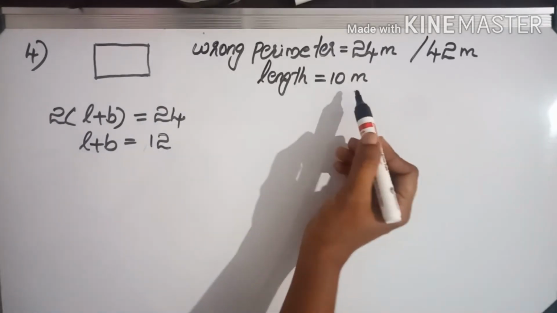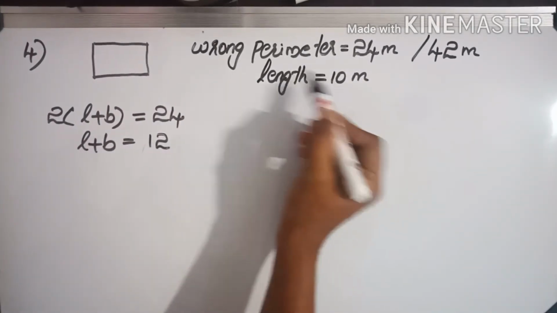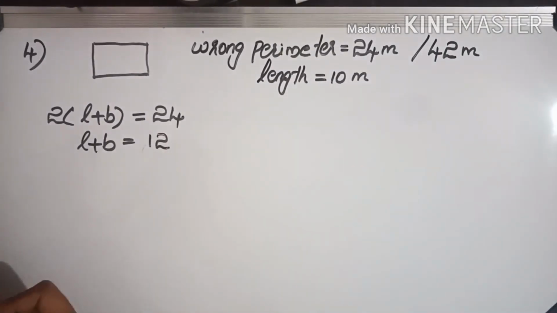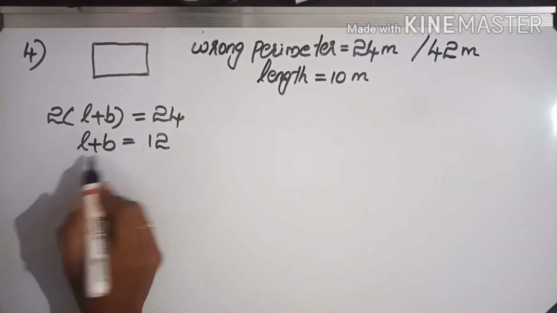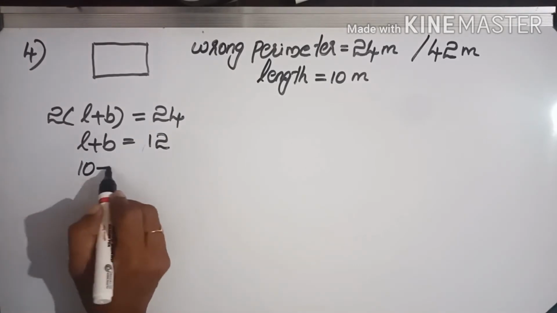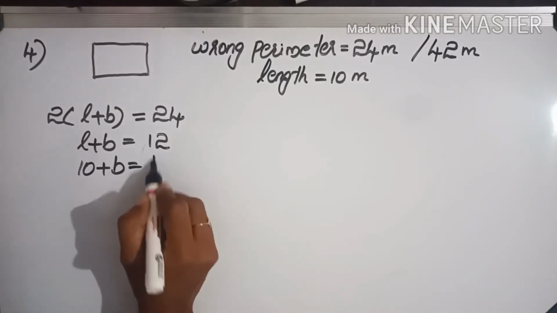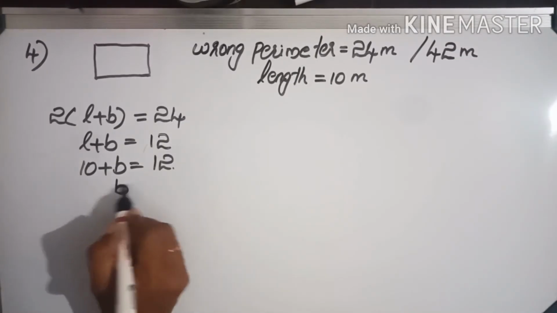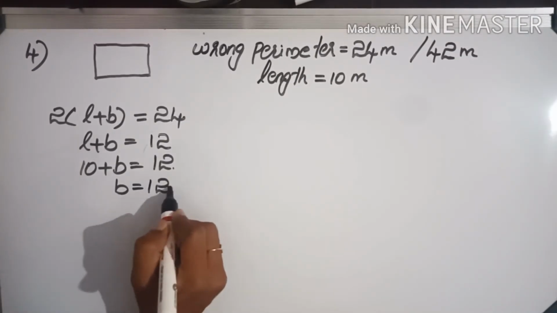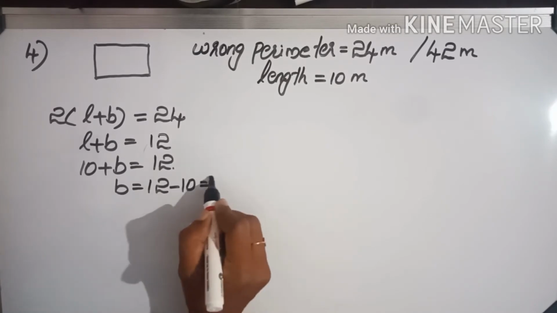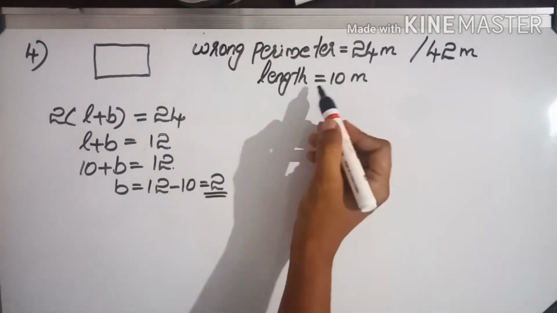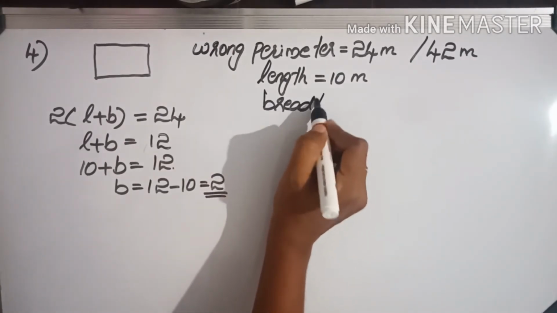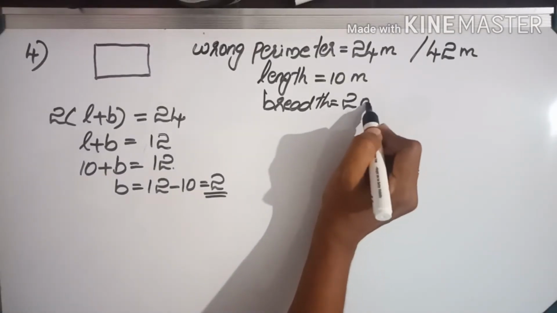Now length is what? 10. Wrong answer. Okay, wrong perimeter 24 meter, and thus they got the length as 10 meter. So let's put length 10 here. So 10 plus B equal to 12. Then from this, what will be the breadth? Breadth equal to 12 minus 10, that is equal to 2. Okay, so length equal to 10 and breadth equal to what? Breadth equal to 2 meter.